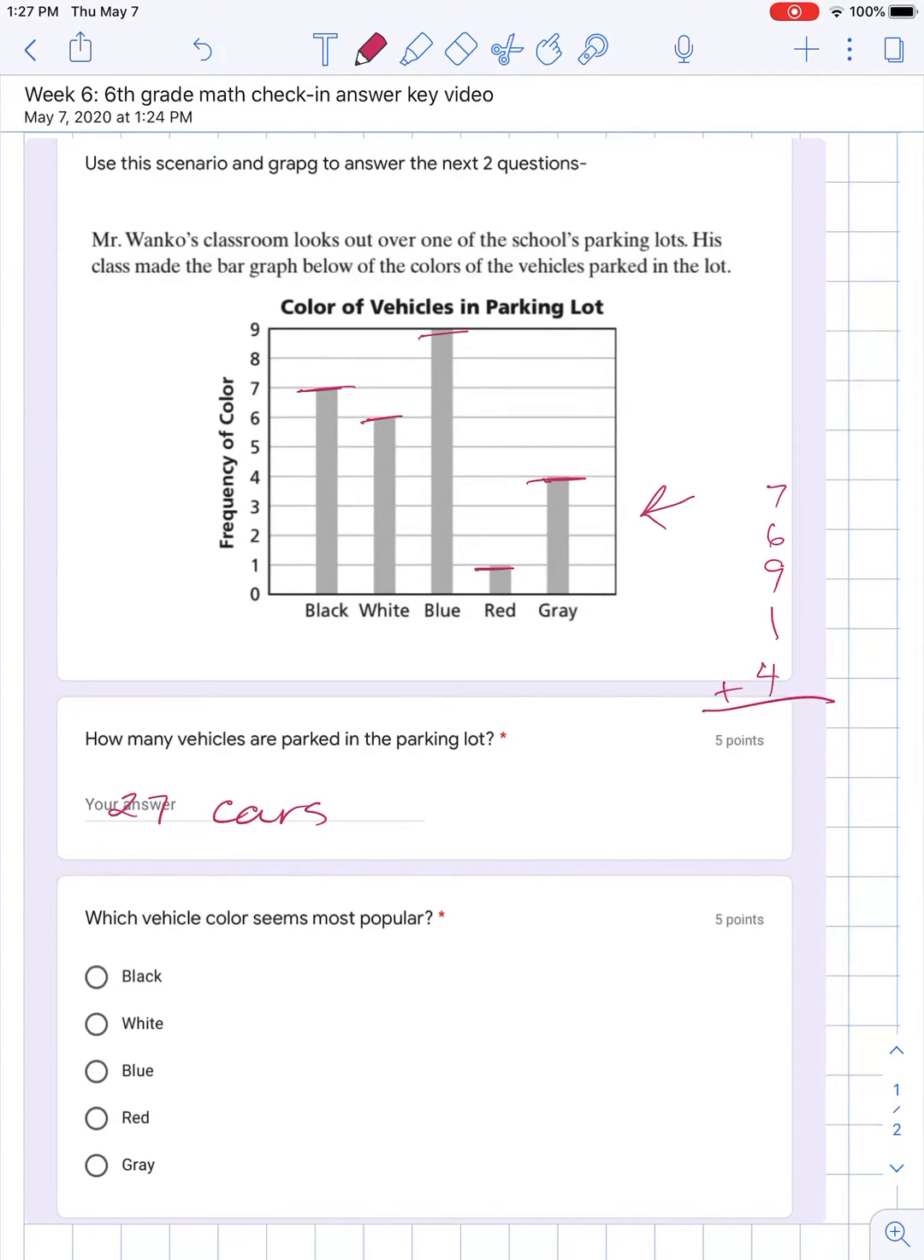Which vehicle color seems to be the most popular? Well, we're going to look for the bar that is the highest, so that's going to be the blue.